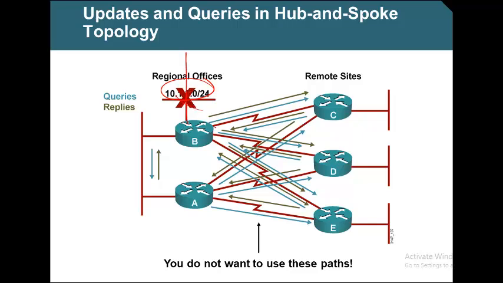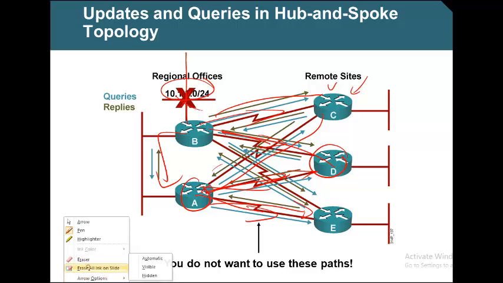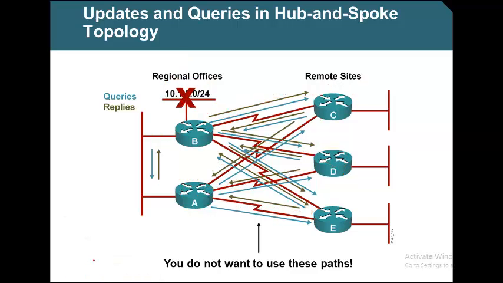So what is the solution? In hub and spoke, this is very common. This is the hub and these are spokes. How do we solve this? The solution I already told you here. What is the solution? When I query you, if you don't know, you should say I don't know.